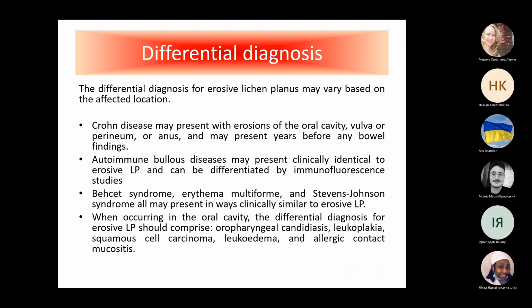Behçet syndrome, erythema multiforme, and Stevens-Johnson syndrome all may present in ways clinically similar to erosive lichen planus. For differential diagnosis, it is necessary to do a biopsy and to provide a correct and appropriate clinical examination. When occurring in the oral cavity, the differential diagnosis for erosive lichen planus should comprise oropharyngeal candidiasis, leukoplakia, squamous cell carcinoma, leukoedema, and allergic contact mucositis.